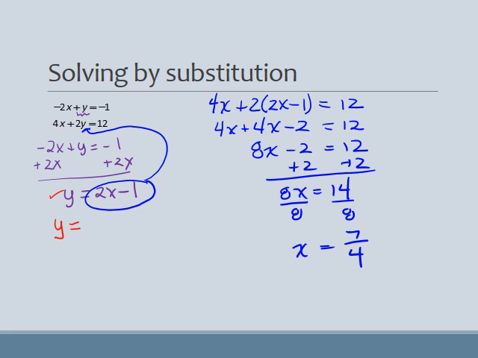So I'm going to put my 7/4 into that third equation for x. So now if I multiply across 2 times 7/4, remember I can cross reduce, 2 goes into both of those. So I'm going to get y equals 7/2 minus 1. 1 is the same as 4/2. I'm sorry, 2/2. And 7 minus 2 is 5. So my y value is 5/2. So my ordered pair is 7/4 and 5/2.